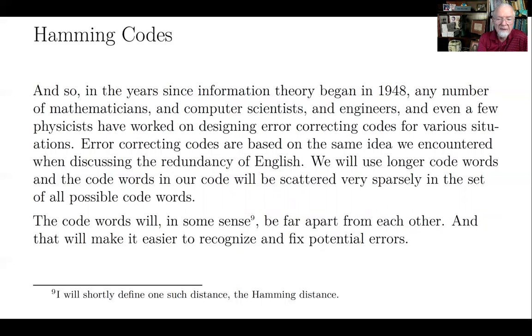So error correcting codes are based on the same idea we encountered when discussing the redundancy of English. You use longer code words, and the code words in our code will be scattered very sparsely in the set of all possible codes. So in some sense, and we have to define what that distance is, the code words have to be far apart. So there has to be a distance between code words. And that will make it easier to recognize and fix potential errors.